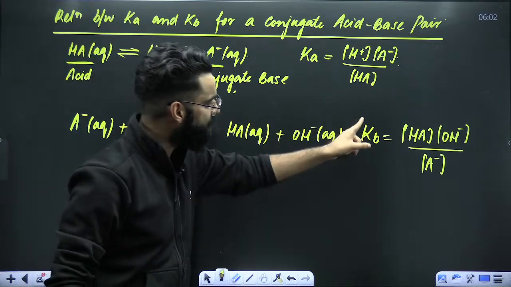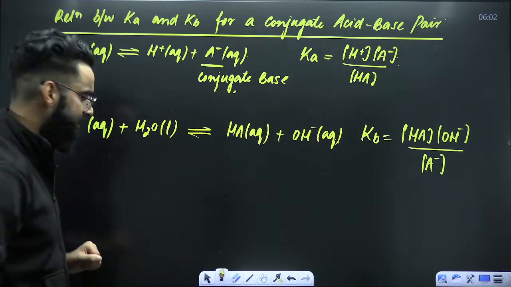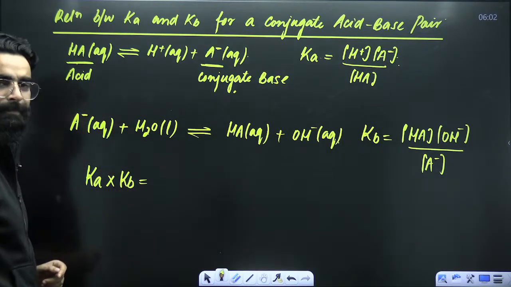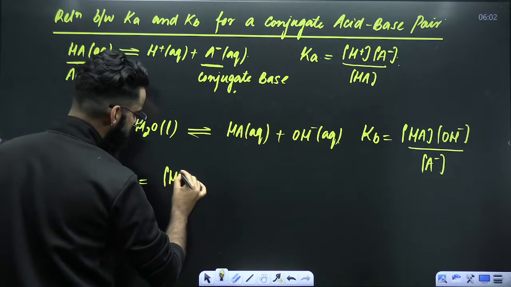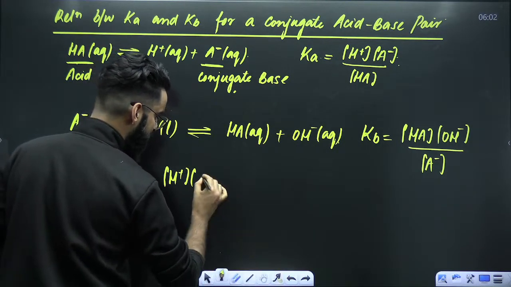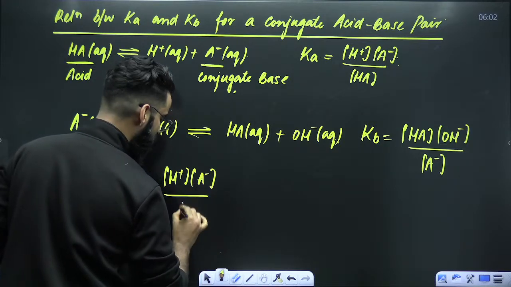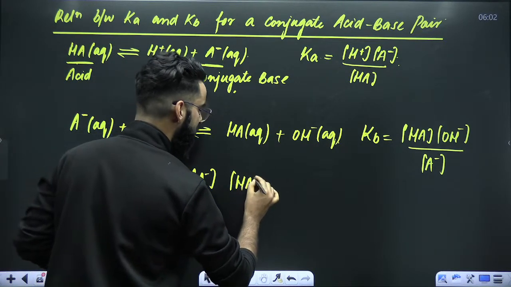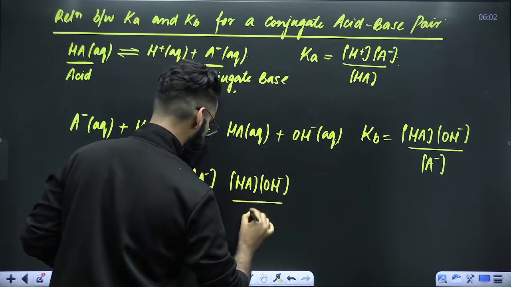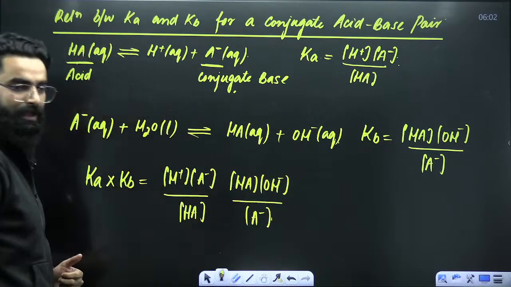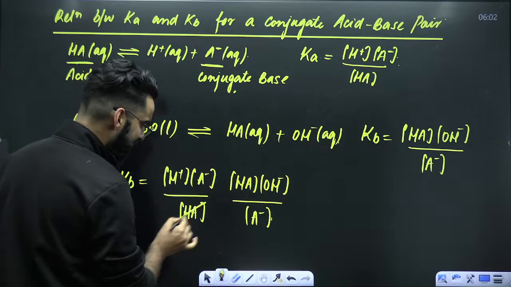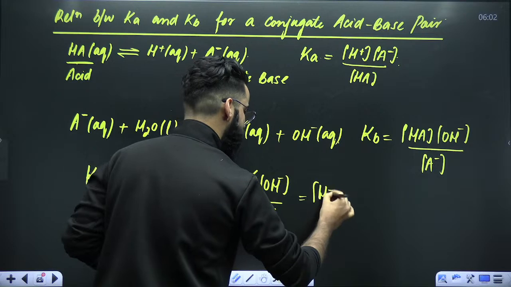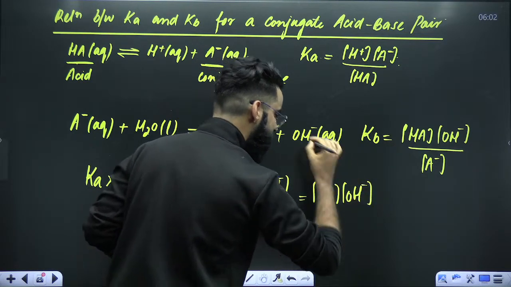You got the Ka expression, you got the Kb expression. Now, dear students, if I just want you to multiply Ka with Kb, see what you'll be getting exactly. What is the Ka value? Ka value is concentration of H positive, concentration of A negative divided by concentration of HA, multiplied by Kb. Kb expression is concentration of HA multiplied by concentration of OH negative divided by concentration of A negative. Now see which all terms will get cancelled out. So I would say HA will get cancelled out. A negative will get cancelled out. So I'll be left with only concentration of H positive multiplied by concentration of OH negative.